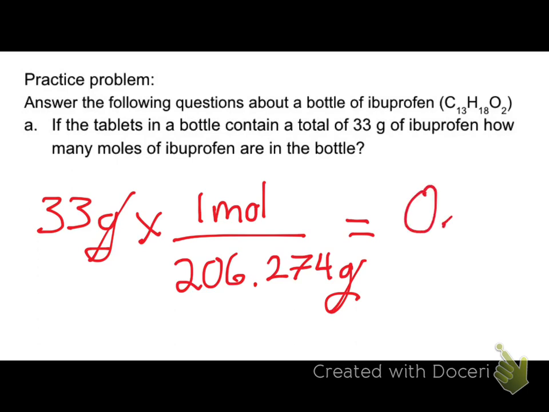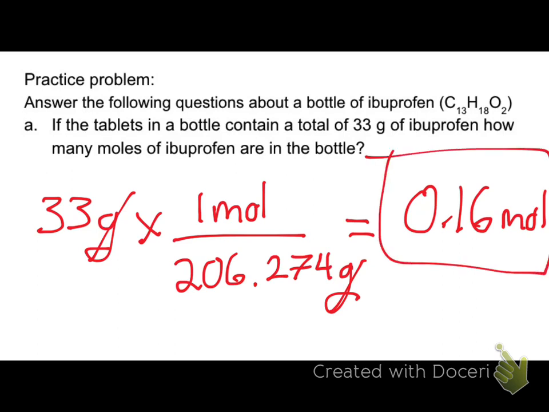0.16 moles. So we don't have a whole mole. We have less than 2/10 of a mole, right? We have 0.16 of a mole of ibuprofen. Okay. Take this answer we just came up with and use it for part B. So this right here, moles of ibuprofen, is the starting point for your next problem. So give that a shot.